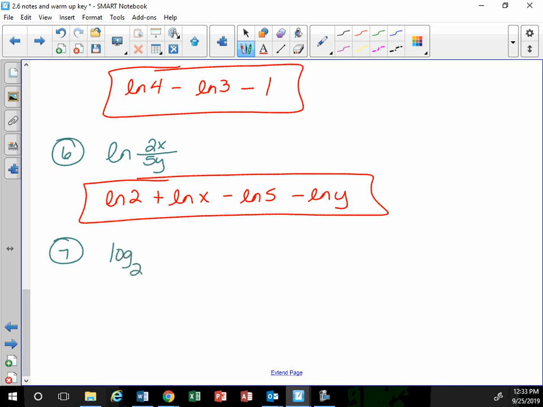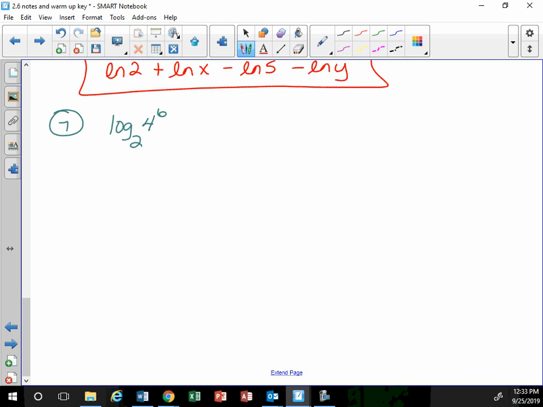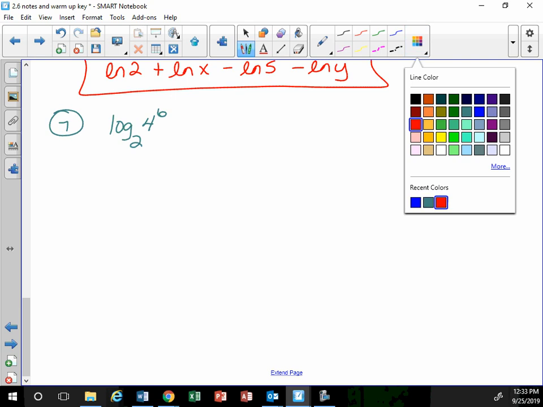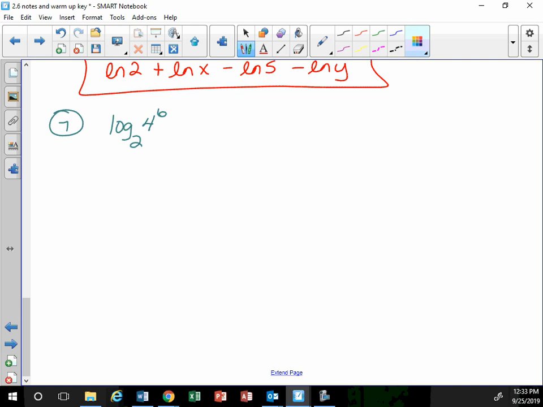Let's do log base 2 of 4 to the 6th. Wait a second. Where does the exponent go? In front. Right? Isn't this 6 log base 2 of 4? Yes. Okay. What is log base 2 of 4? 2. So this is 12.